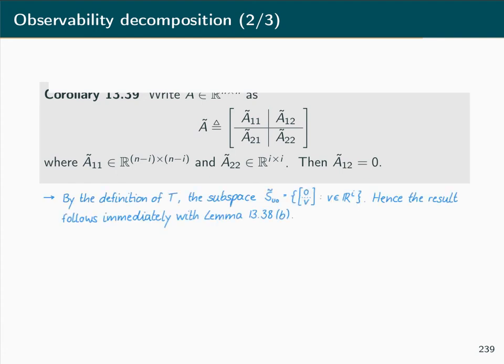To see why this is true, note that by the definition of T, the subspace SUO tilde consists of vectors of this form, where the first entries are 0 and the last I entries are non-zero. Hence, the result follows immediately with lemma 13.38b.